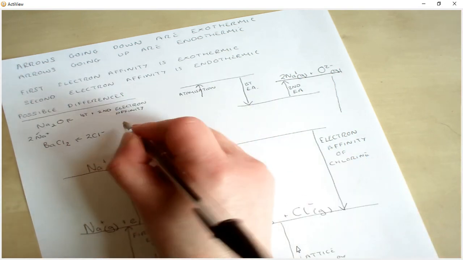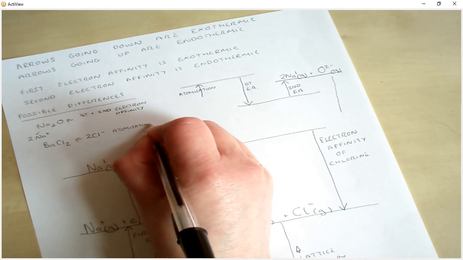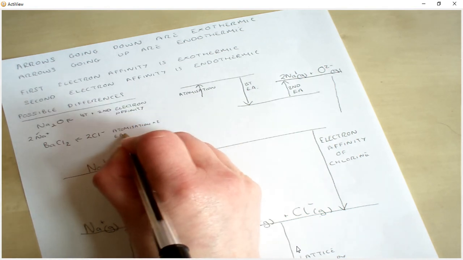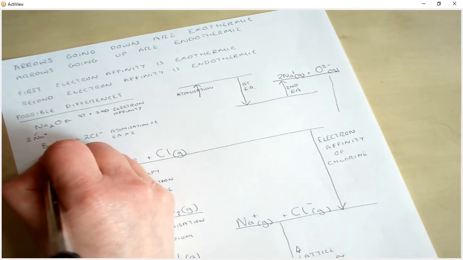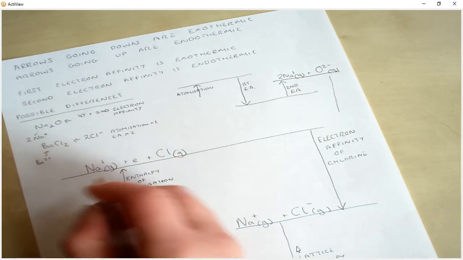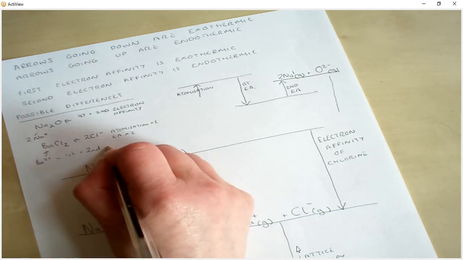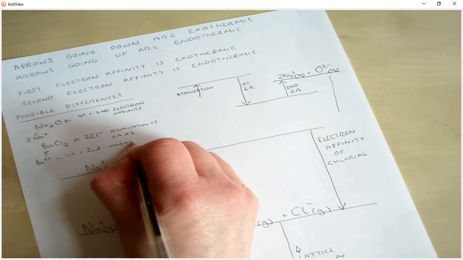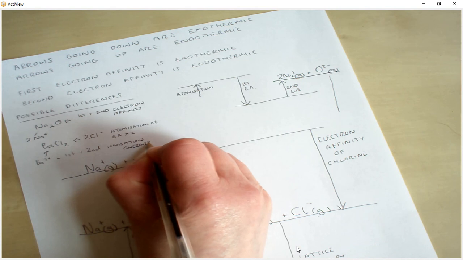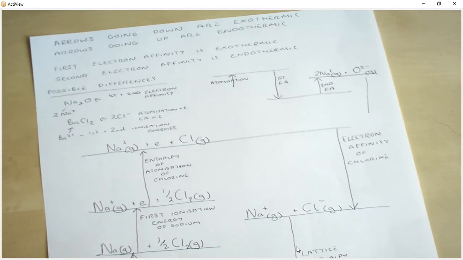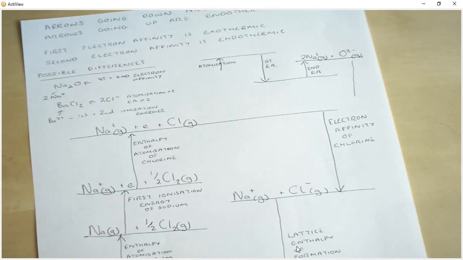So my atomization is going to be times by 2, and my electron affinity is going to be times by 2. And for the barium there, because that's barium 2+, I'm going to have first and second ionization energies. Right, I hope that hasn't ended up as too much of a scribble mess. I will scan this sheet in and email it to you.